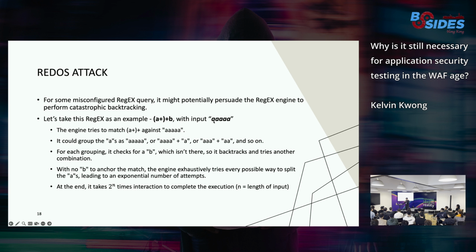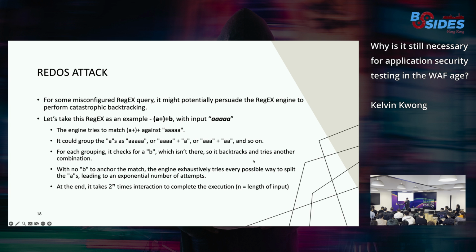So when this expression receives the input, it will try to break it into several parts, like 4 A's, 2 A's, 3 A's, and for each combination, it will check whether there's a B in place. So if there's a B, then it will stop. But what if there's no B in the string?